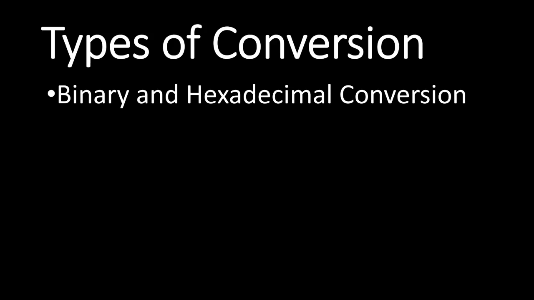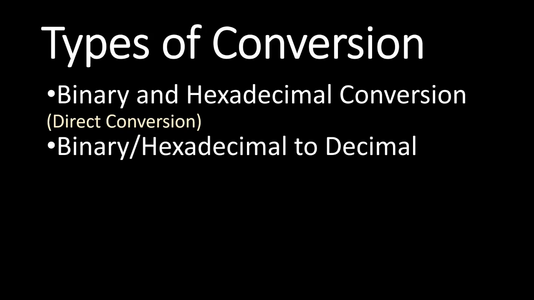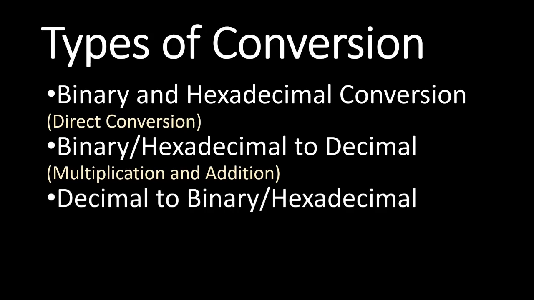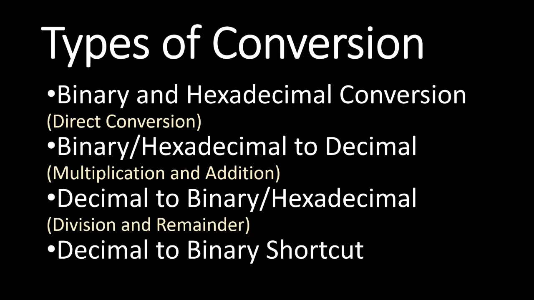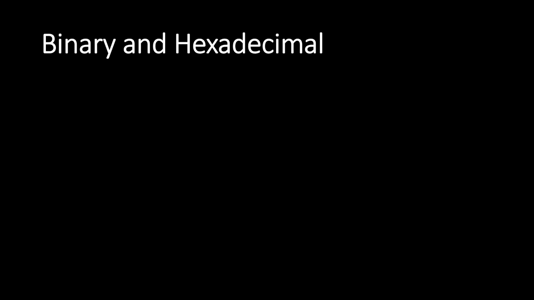I'll start by talking about binary and hexadecimal conversion, which is a direct conversion because these two systems are compatible with each other. I will discuss binary or hexadecimal to decimal, and this conversion needs multiplication and addition. I'll discuss decimal to binary or hexadecimal, and this needs division and remainder method. At the end, I'll discuss a way to convert from decimal to binary without any division or multiplication by using simple comparison and subtraction. Let's start by talking about the conversion between binary and hexadecimal.